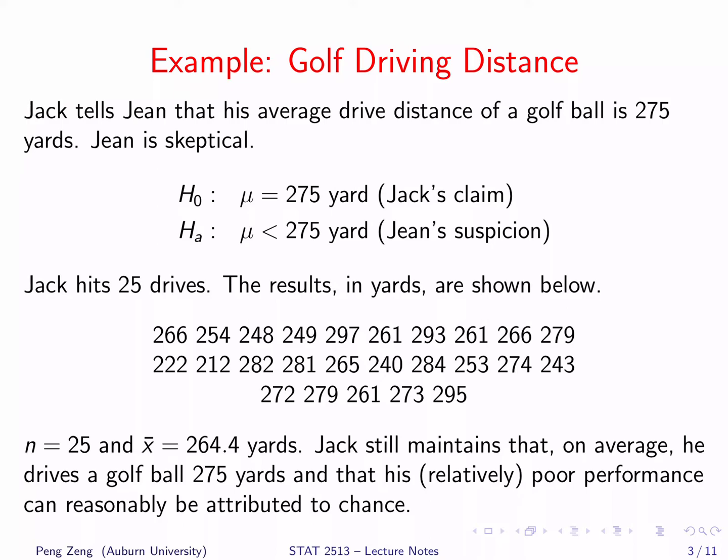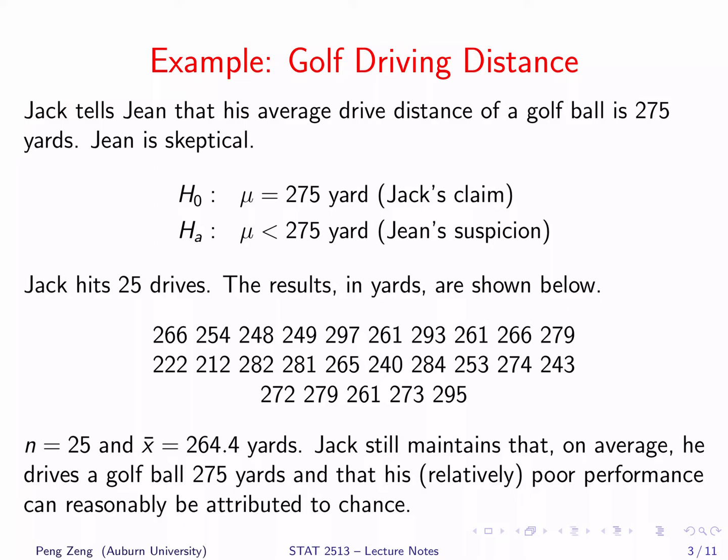Because Jane does not believe Jack's claim, Jack hits 25 drives. The results in yards are shown in the slide. In this problem, the sample size n equals 25, and the sample mean is 264.4 yards. The sample mean is smaller than 275 yards. There are several possible reasons that can lead to the sample mean being smaller than 275 yards. First, the population mean is indeed smaller than 275 yards. Of course, Jack will not agree on it.